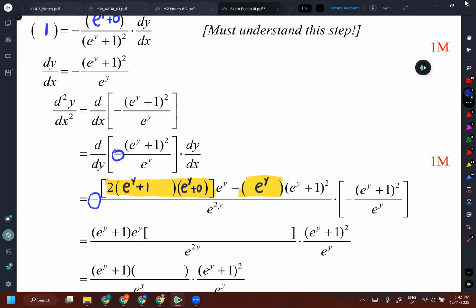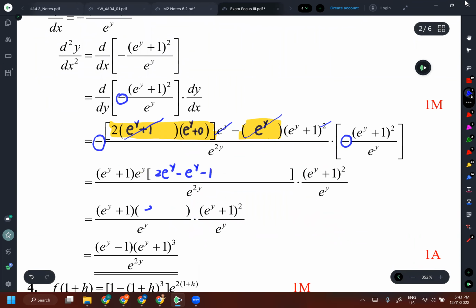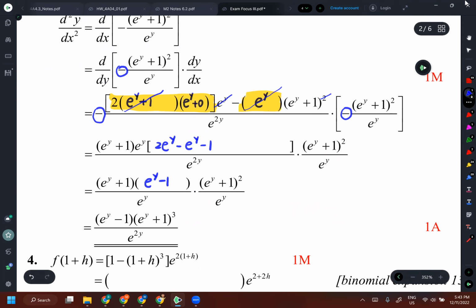And then I simplify. Now when I simplify, I will just take out something, I do not expand. Now you may see, why is the negative sign gone? Because the negative sign is cancelled by this negative sign at the end, so you don't have a negative sign. So I only take out e^y plus 1 and e^y. So what's left? E^y plus 1, e^y. I have 2e^y left. This one, e^y, e^y plus 1. I have e^y plus 1 and then minus 1. I change it to minus 1. And then in the end, I have e^y minus 1. So this is the end.